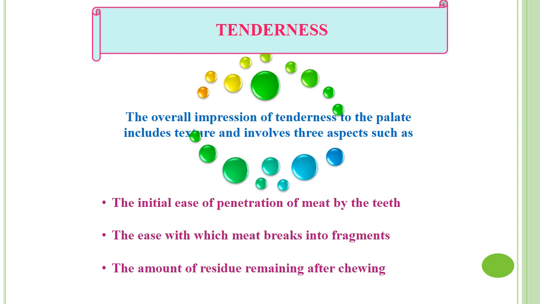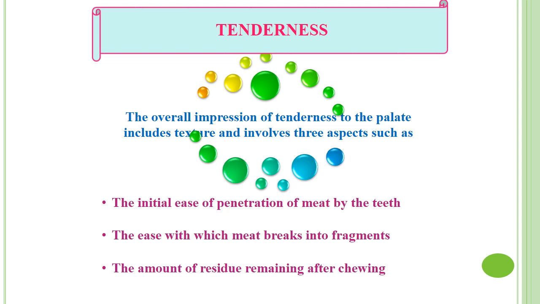The first aspect is the initial ease of penetration of meat by the teeth. The second is the ease with which meat breaks into fragments. And the third is the amount of residue remaining after chewing. So these three aspects: how easily the teeth penetrate the meat, how easily the meat breaks, and how much residue remains. Another is sometimes the number of chews required before swallowing. So these things decide, or indirectly reflect, the tenderness of meat.